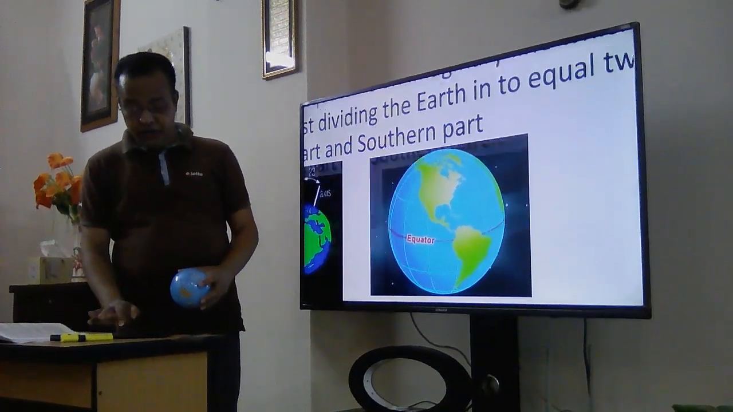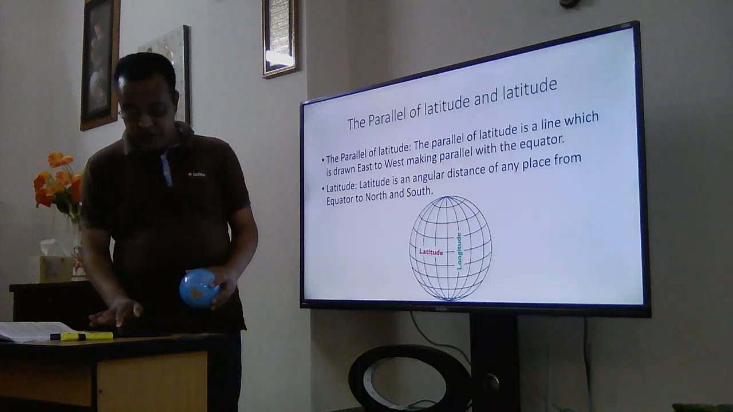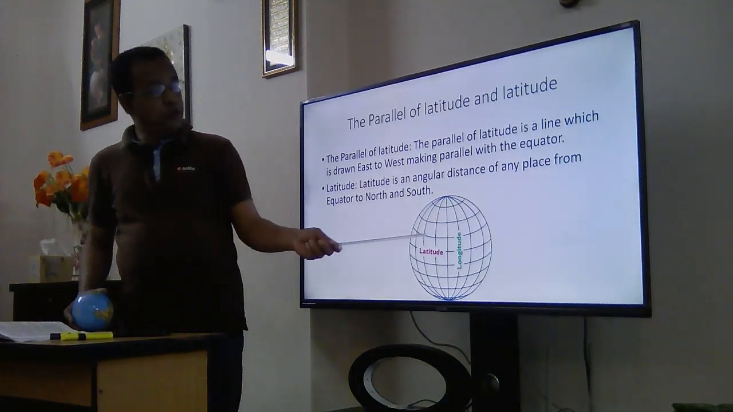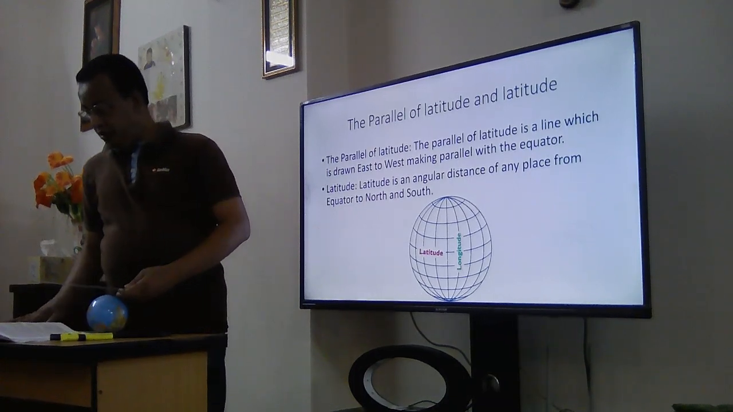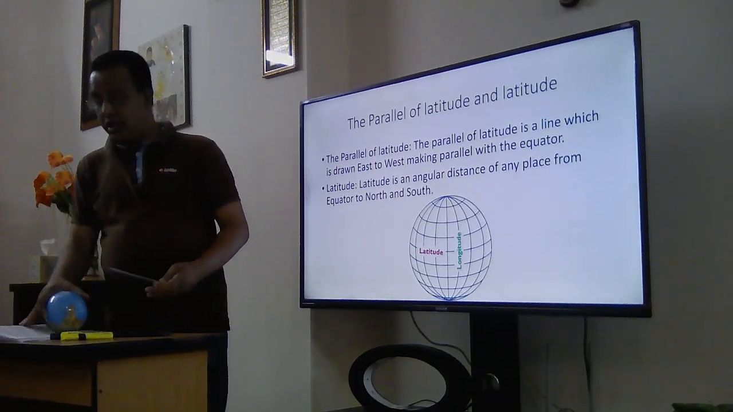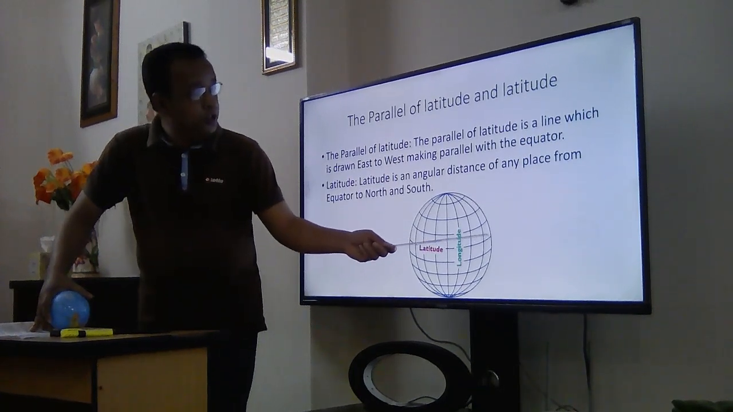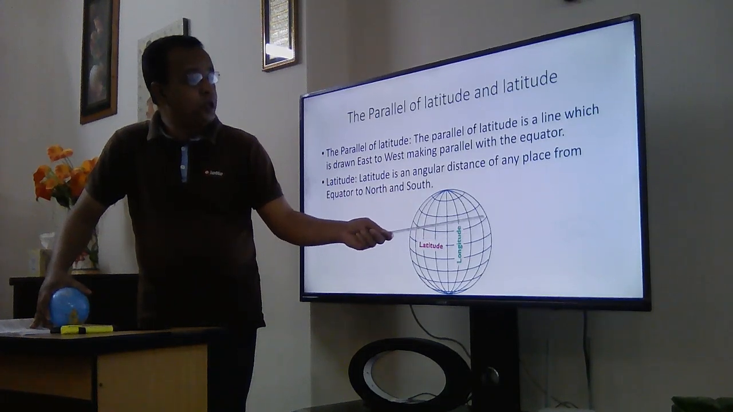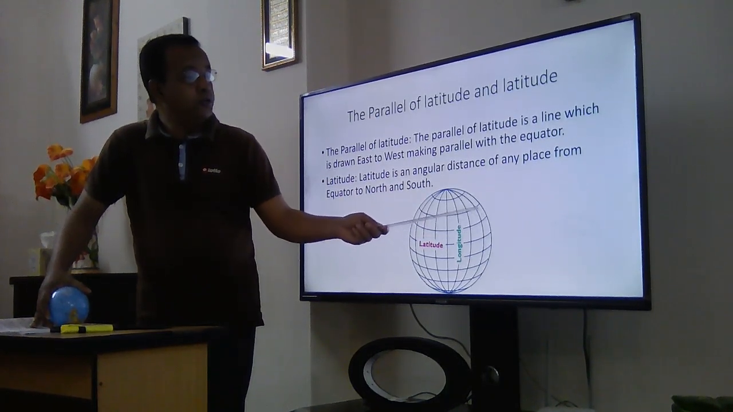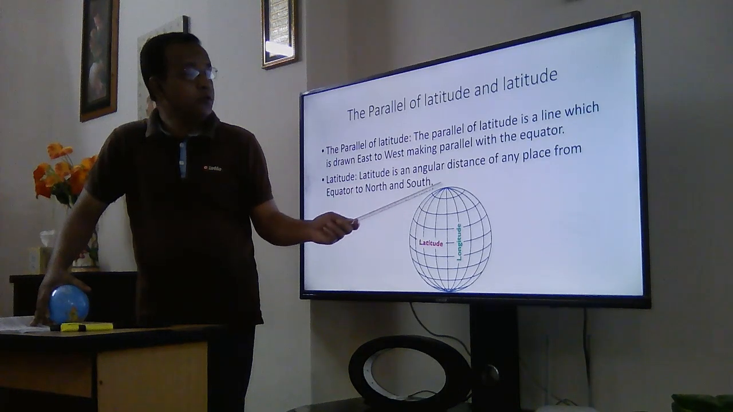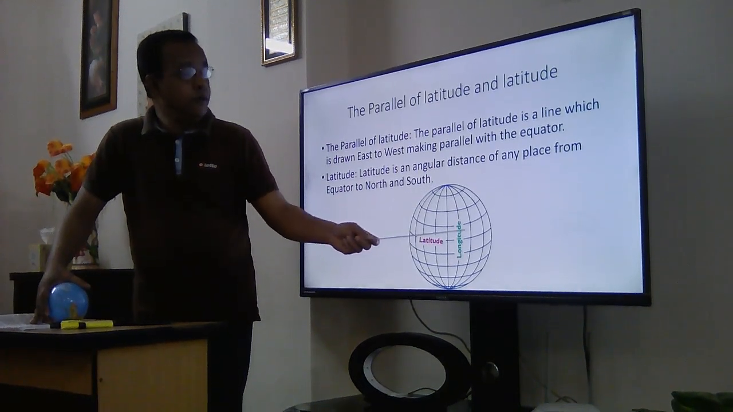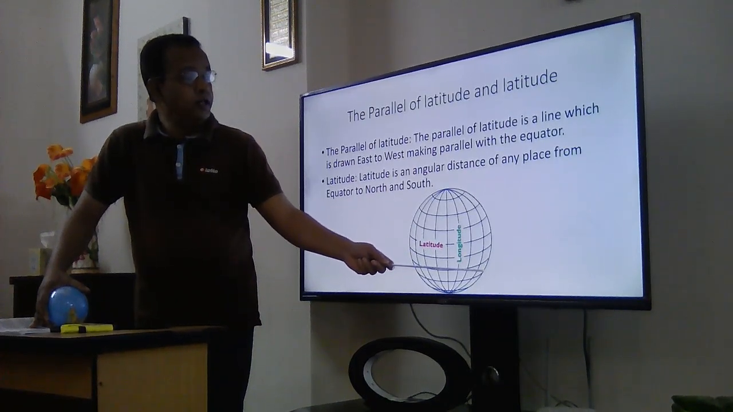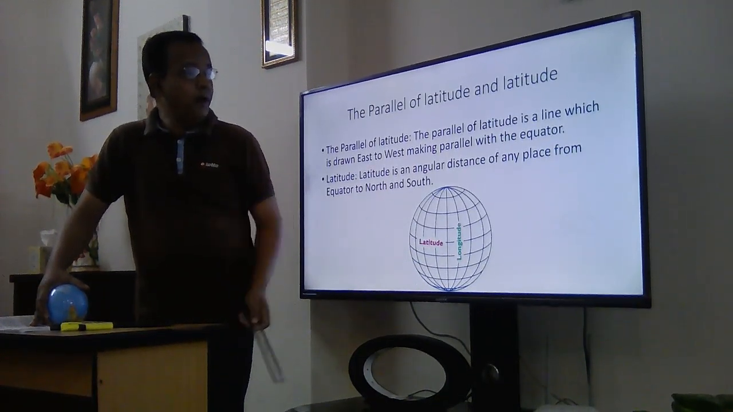Now the value of latitude and parallel of latitude are almost the same. Latitude between 0 degrees to 30 degrees is known as the lower latitude. 0 to 30 degrees is lower latitude, 30 to 60 is middle latitude, and 60 to 90 is upper latitude. It is the same way in the south.